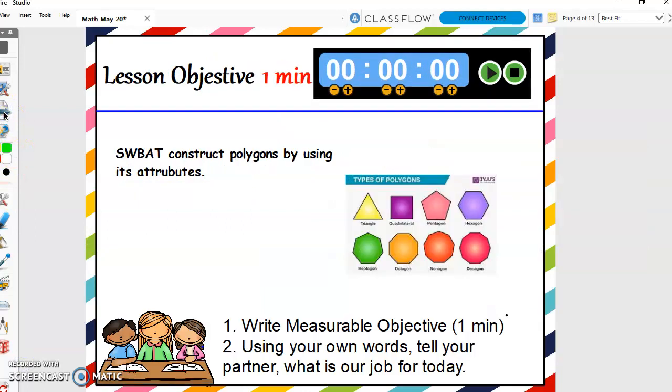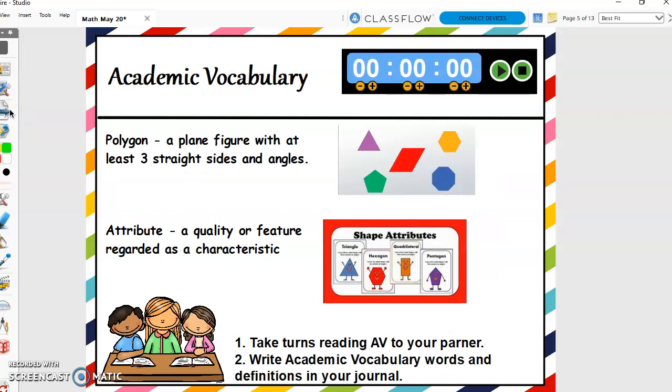Okay. Our lesson objective is students will be able to construct polygons by using its attributes. Attributes. Now remember what attributes are. Okay. Polygon. Remember a polygon is a plane figure with at least 3 straight sides and angles. So we have some examples of polygons here. An attribute is a quality or feature regarded as a characteristic.